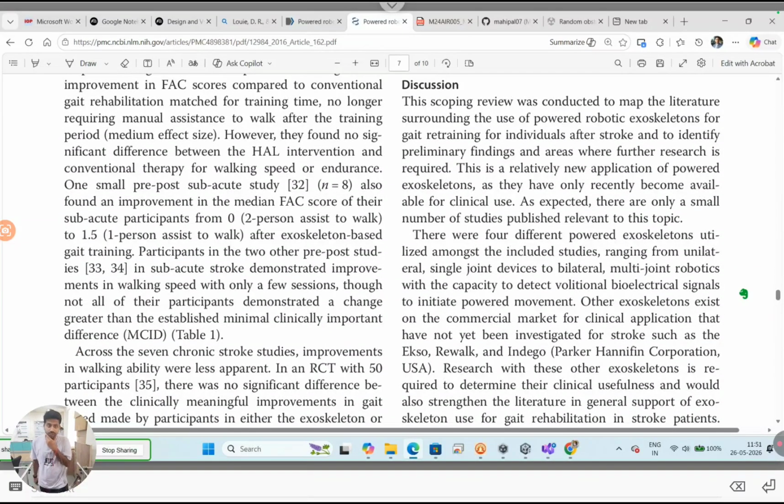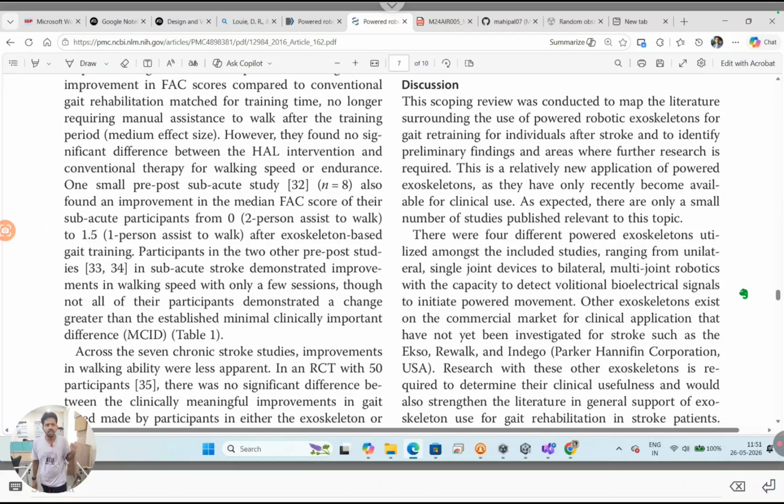This scoping review was conducted to map the literature surrounding the use of powered robotic exoskeletons for gait training for individuals after stroke and to identify preliminary findings and areas where further research is required. This is a relatively new application of powered exoskeletons, as they have only recently become available for clinical use. As expected, there are only a small number of studies published relevant to this topic.